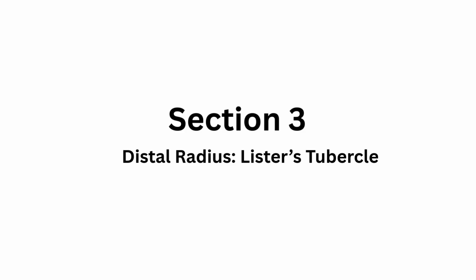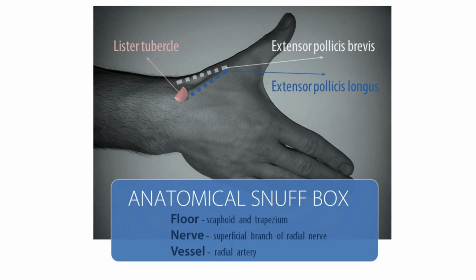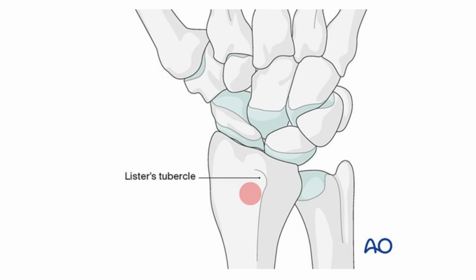Section 3. Landmark of the distal radius. Lister's tubercle. Moving down to the wrist joint, there is a vital landmark on the distal radius called Lister's tubercle.